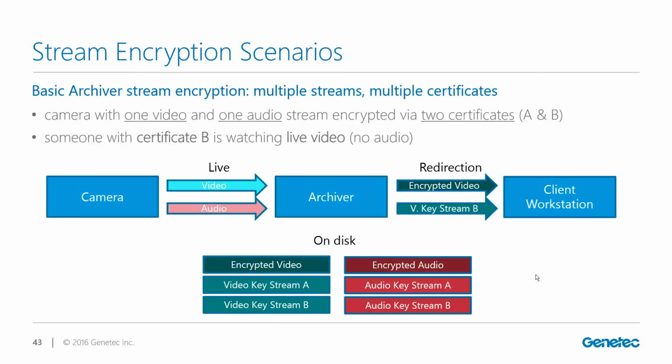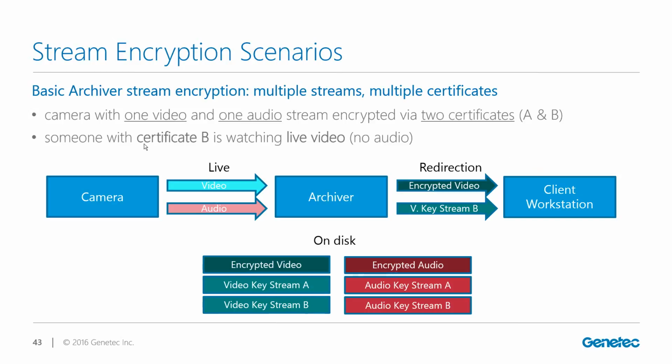So let's take a look at a second scenario, which might show you a little bit more detail on what's happening with those two certificates we have installed. We have certificate A and certificate B, and in this example, we have multiple streams coming in as well. We've got a video stream and an audio stream coming in from the camera, and that's getting encrypted using both the A and B certificate.